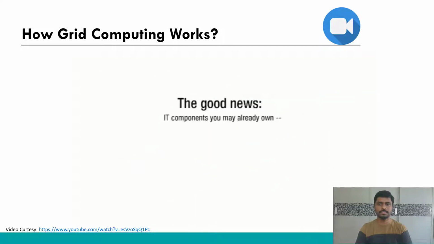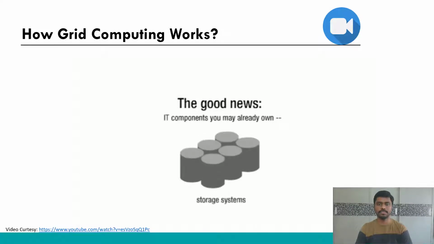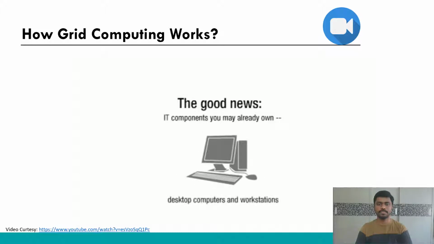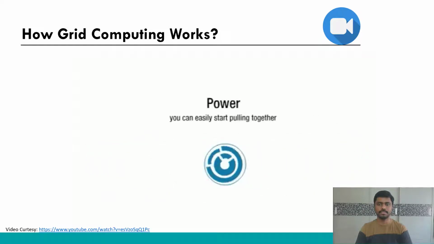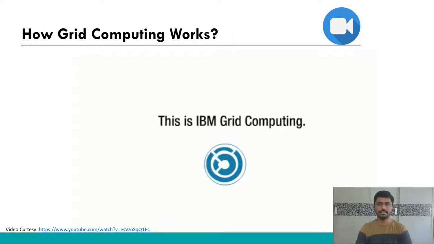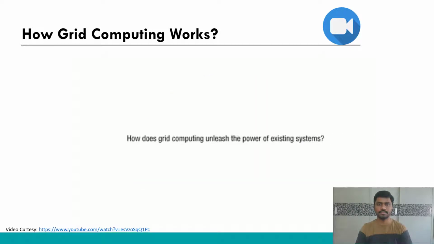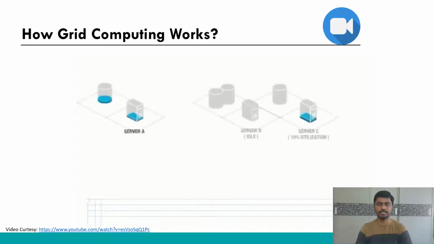The good news? IT components you may already own, mainframes, Unix servers, Intel servers, databases, storage systems, even desktop computers and workstations, harbor enormous untapped processing and storage power. Power you can easily start pulling together and dedicating to your most pressing business problems. This is IBM Grid Computing. How does grid computing unleash the power of existing systems?